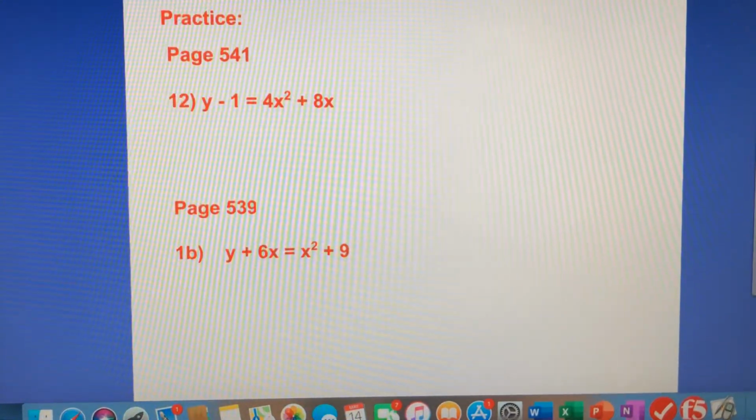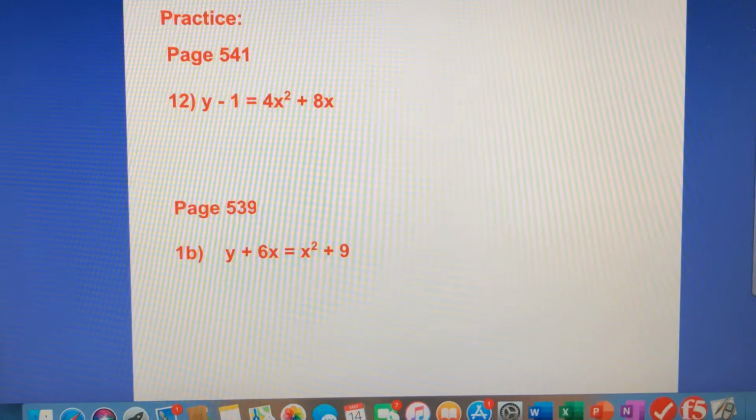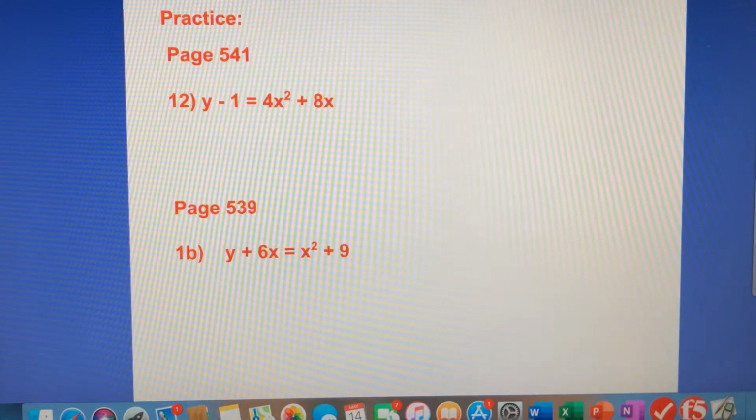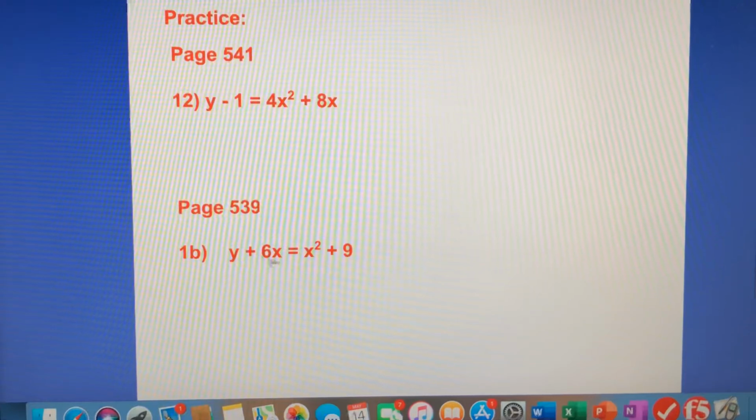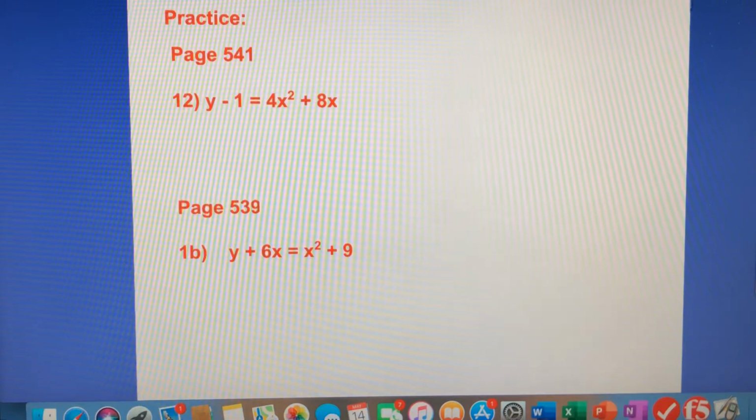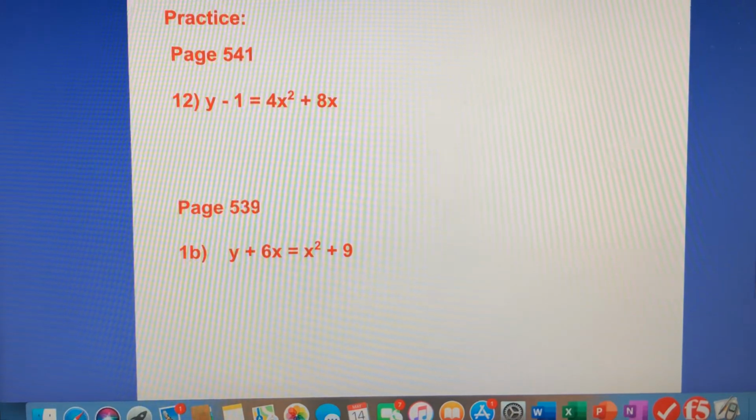Practice. Now, in order for you to do number 12, you have to rewrite the equation first. You have to isolate y. So you need to move that -1 over to the right before you can even begin. Same thing will happen with 1b. You can't have that 6x there. You have to move it to the other side. Let me show you practice number 12.